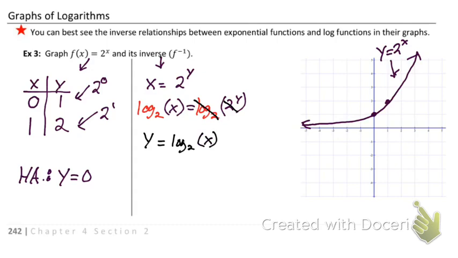The only thing I'm going to add to that y is a little -1 to let me know that I'm talking about the inverse. So this is my inverse function. This is my regular function. That's my inverse.